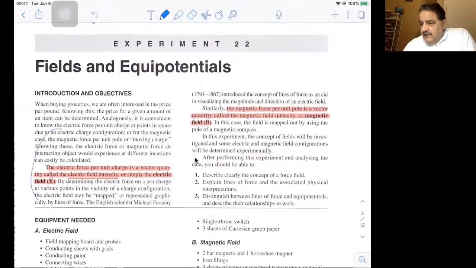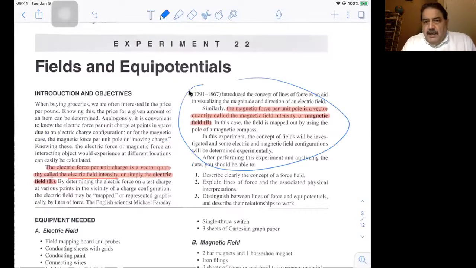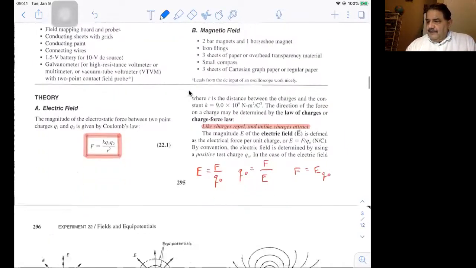Oops, that's an erase. The electric force per unit charge is a vector quantity called the electric field intensity, or simply the electric field E. And you've been able to see this on the PhET simulation that I've been performing. And similarly, the magnetic force per unit pole is a vector quantity called the magnetic field intensity, or magnetic field B. Now, we haven't gotten to magnetic fields, but they lump them together in this fields and equipotentials lab, so I mentioned it also.